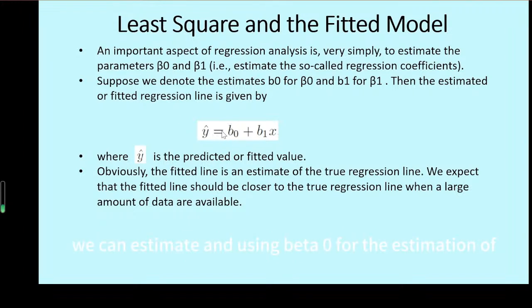We use B0 as the estimation of beta 0 and B1 as the estimation of beta 1, right? And this equation can be written as y hat equals B0 plus B1 times x. So y hat is the predicted or fitted value from the estimated parameters. So B0 and B1 are the estimated parameters, and beta 0 and beta 1 are the real values, right?